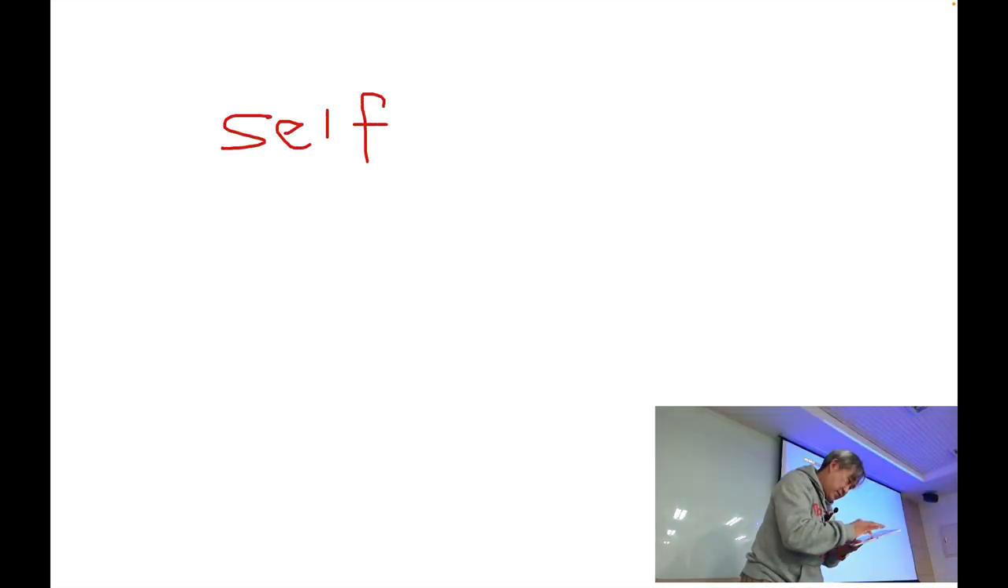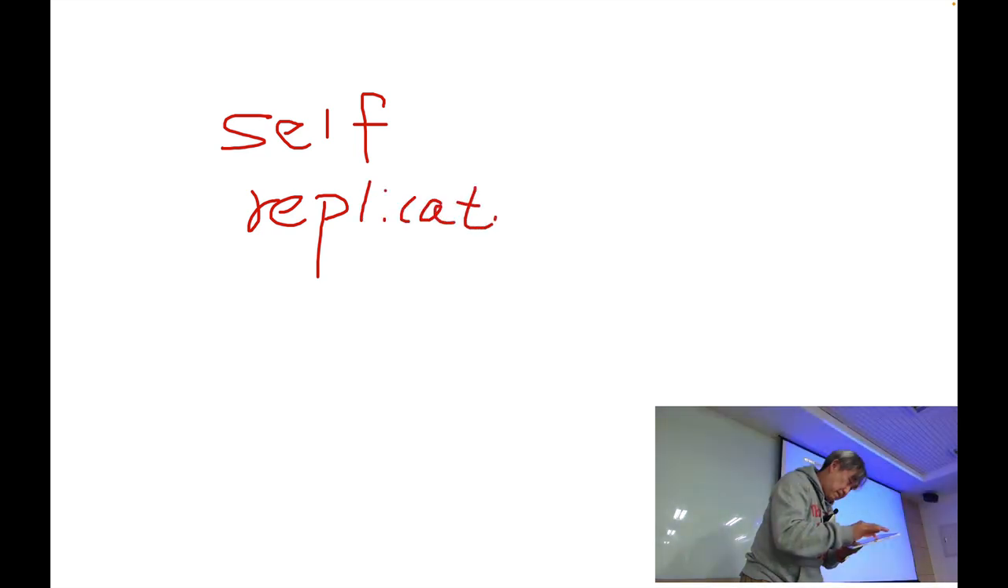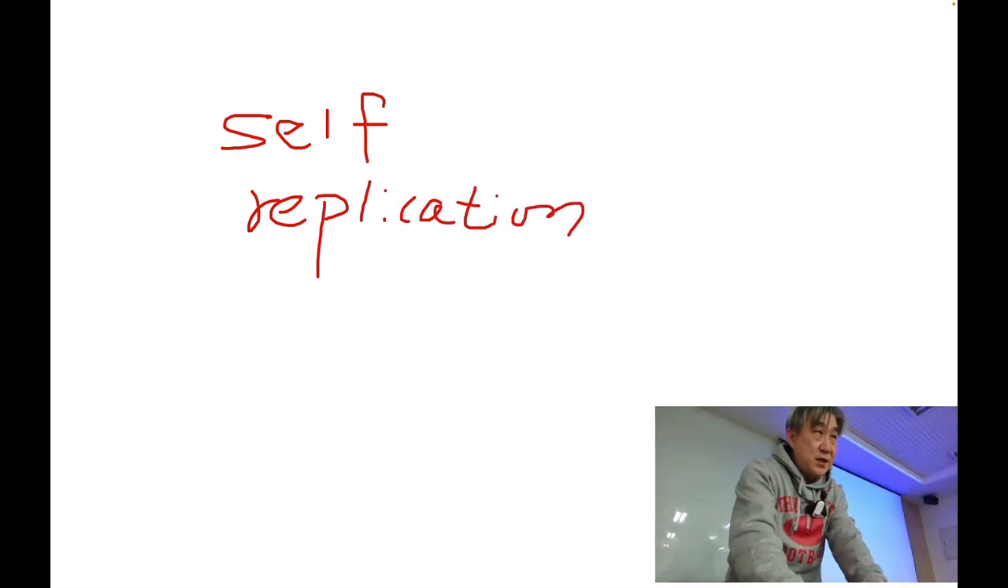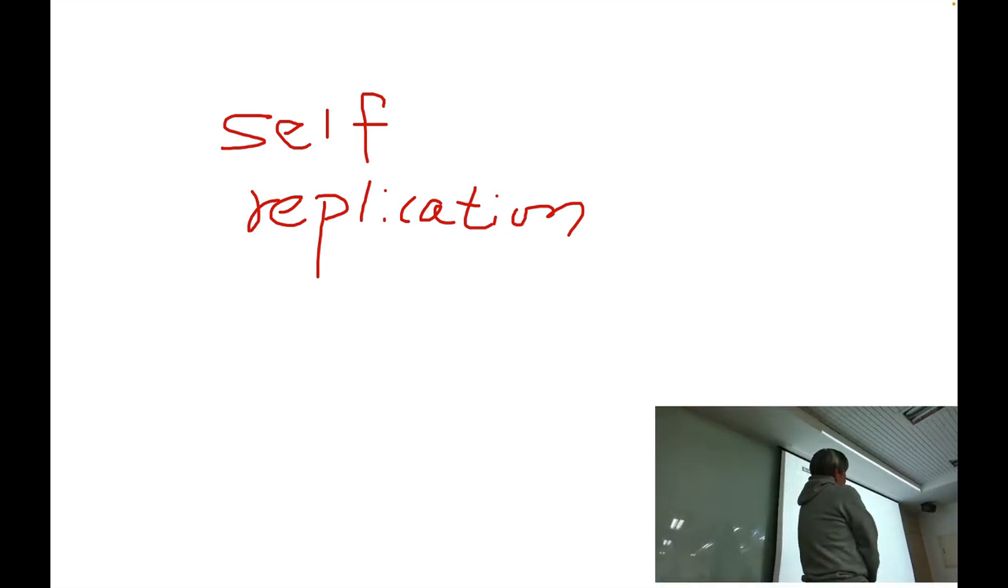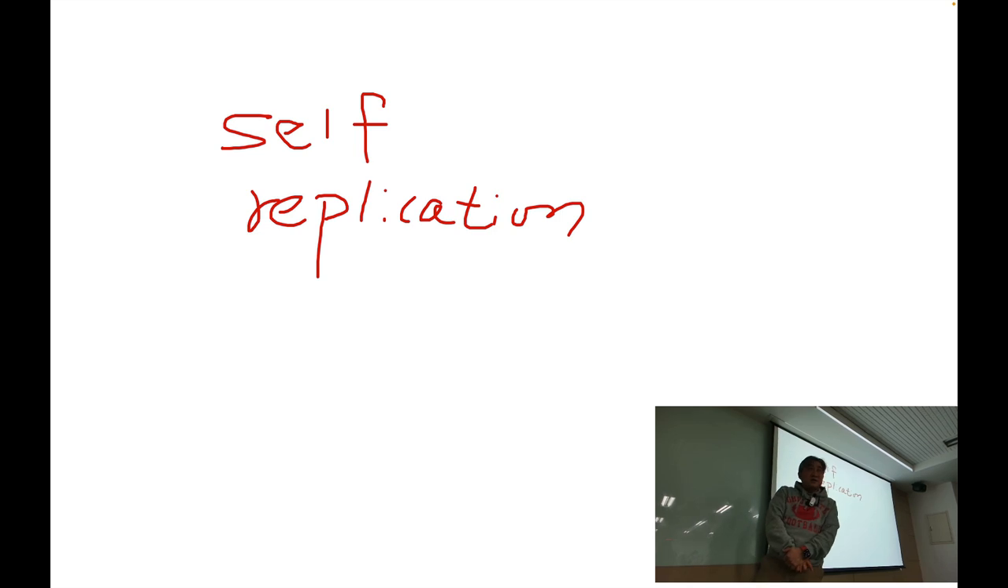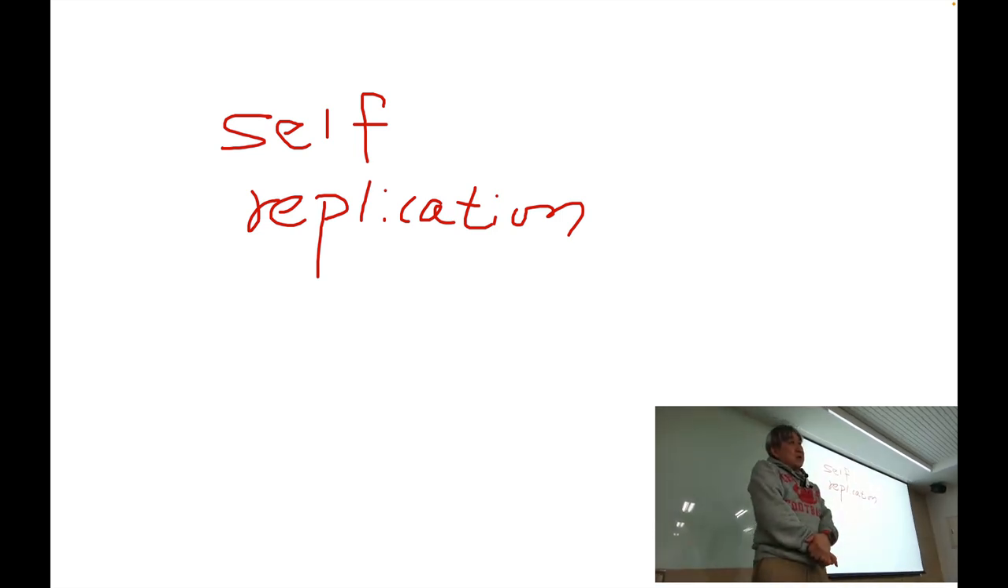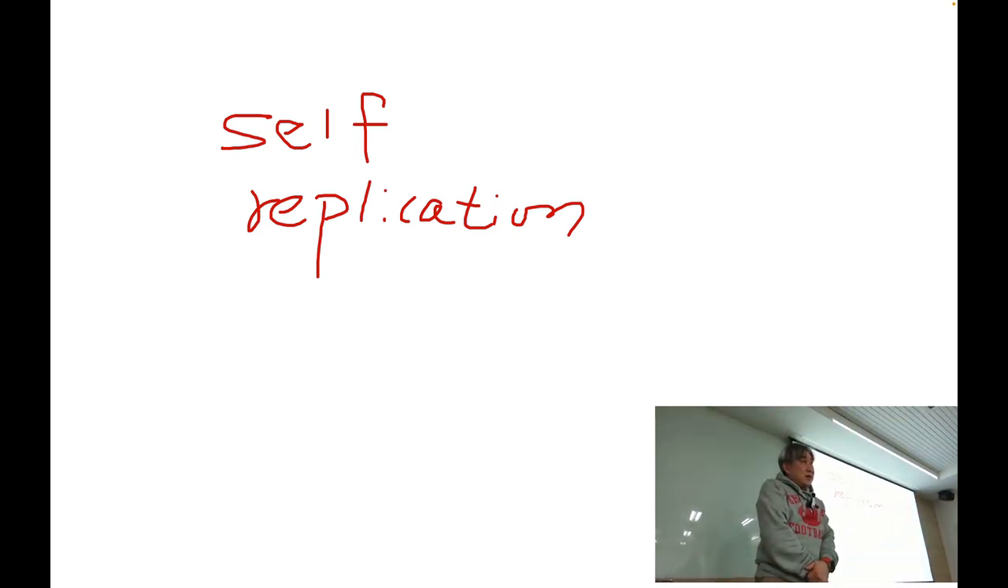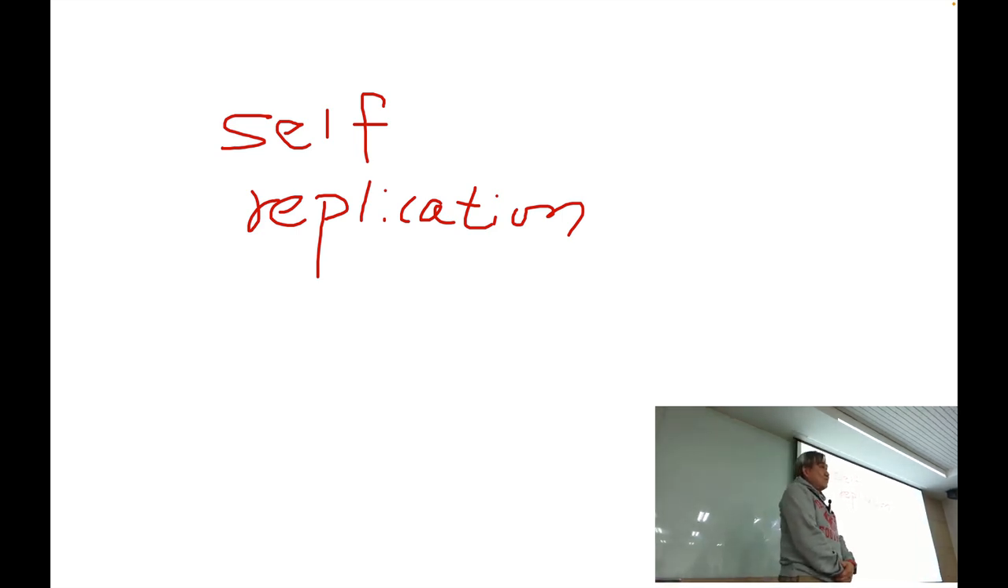self-replication. This DNA is very special in terms of chemicals. It is the unique, only chemical that can do this, so-called self-replication. They can copy themselves.